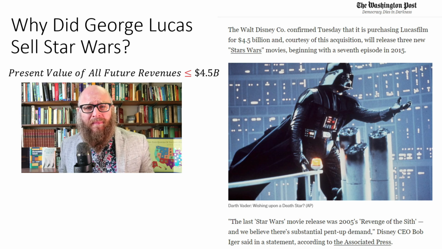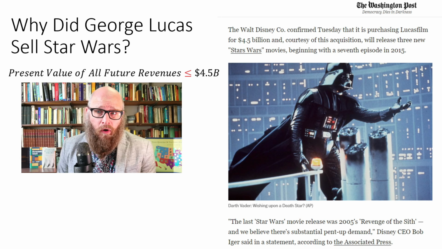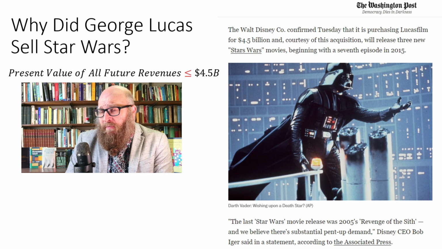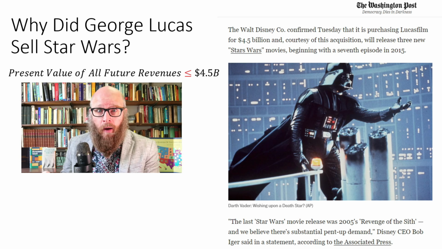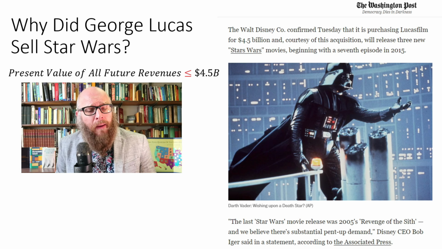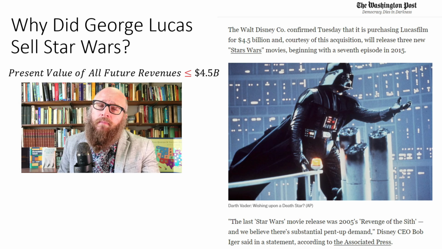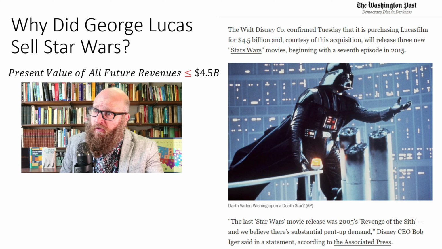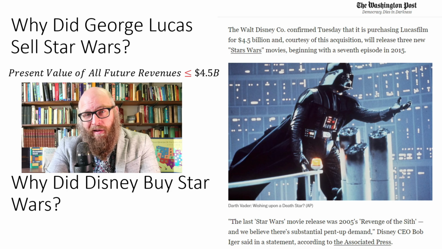Number one, at the time he was 69 years old. He knew it would take another decade to create a sequel, let alone any other films. He wanted to spend more time with his family, so his personal opportunity cost was getting very high. Likewise, you can think about the future revenue. Perhaps if he created the films by himself, he wouldn't be able to earn the same levels of revenue on his own. Well, why did Disney buy Star Wars then?